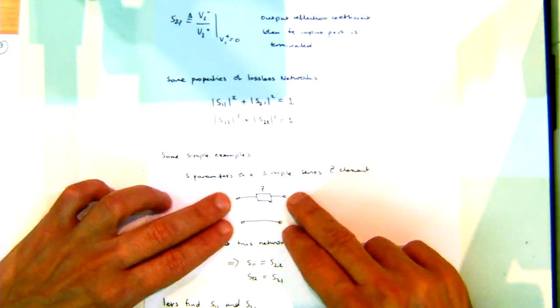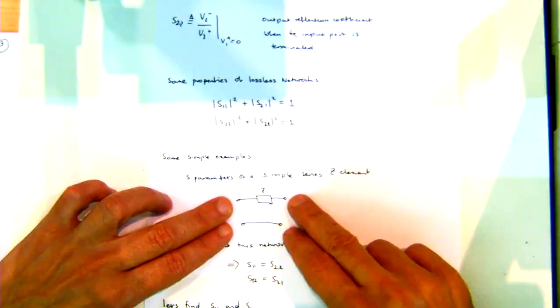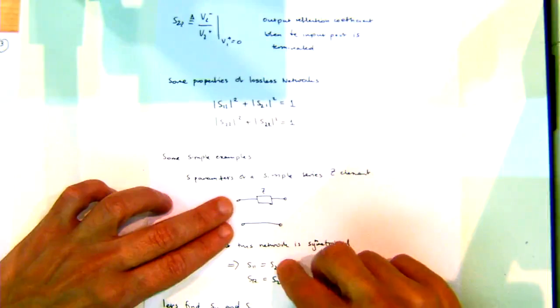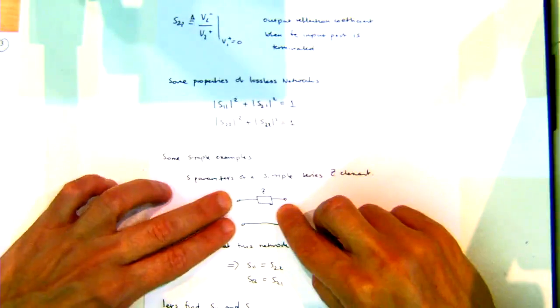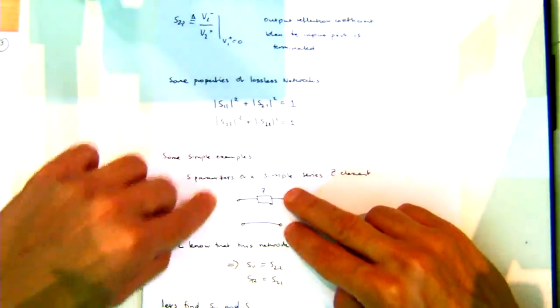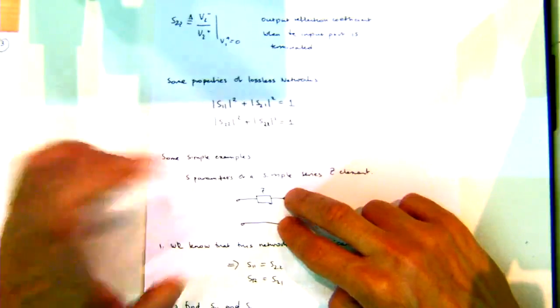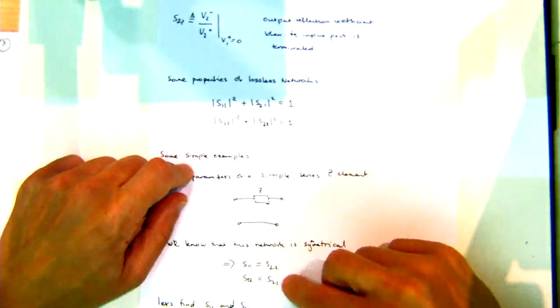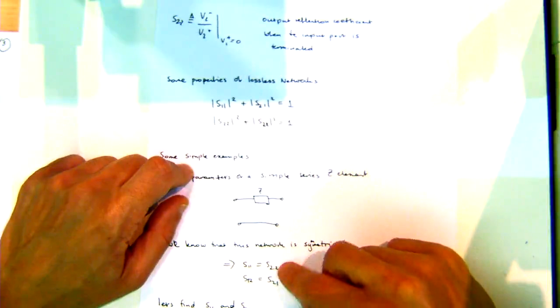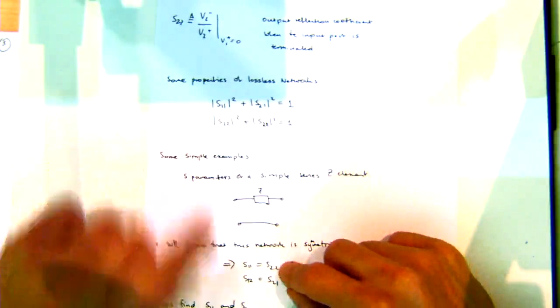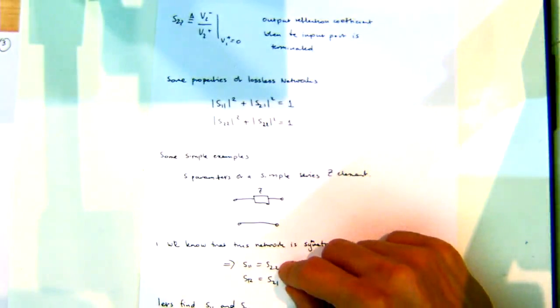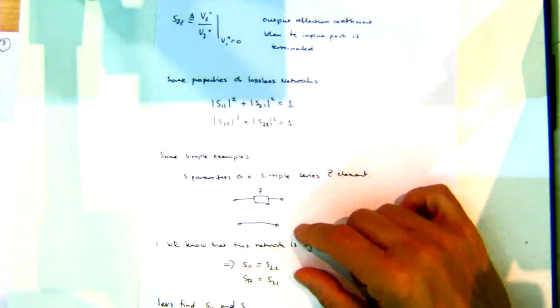And because it's passive, you can immediately tell me that S11 is equal to S22. So therefore, the impedance looking into this port once this is matched is the same as the impedance looking into this port when that port's matched. So you've also got this extra bit of information. What I want you to do is to actually calculate it, and we'll go through it in the next lecture.